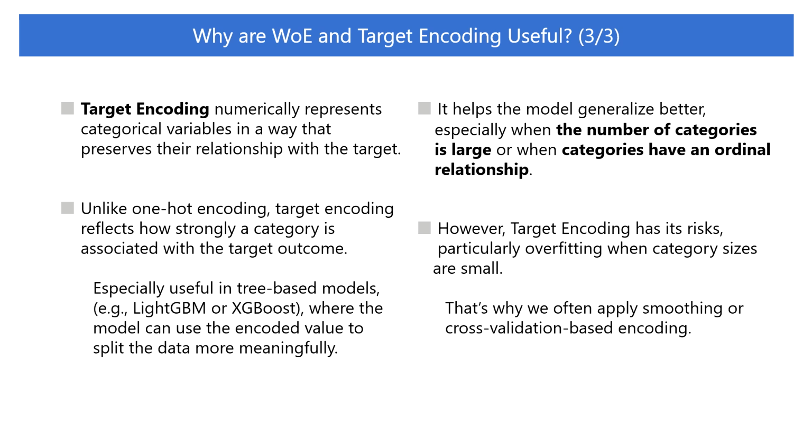However, target encoding has its risks, particularly overfitting when category sizes are small. That is why we often apply smoothing or cross-validation based encoding to stabilize it. But even with these caveats, it enables us to turn categorical information into a numerically informative signal.